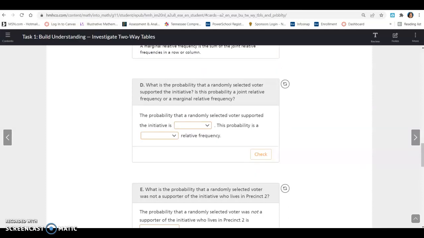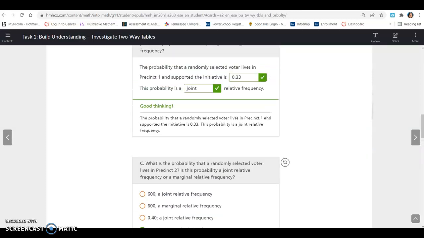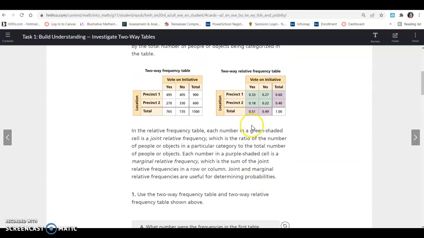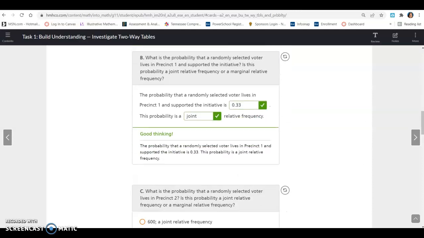All right, what is the probability that a randomly selected voter supported the initiative? Is this probability a joint relative frequency or a marginal relative frequency? All right, so all of these in the yes column supported the initiative, so it would be 0.51.